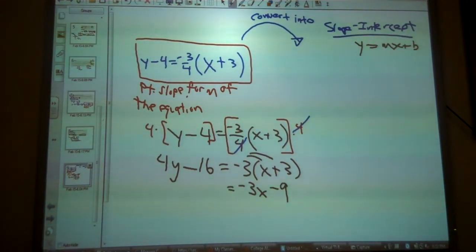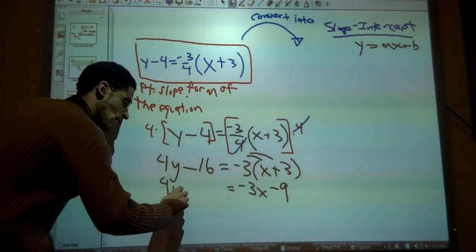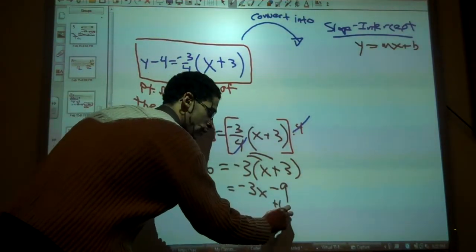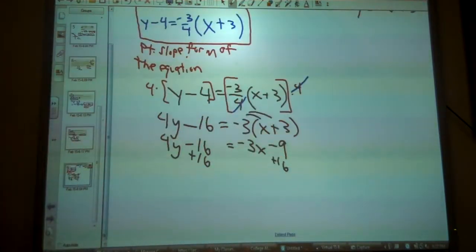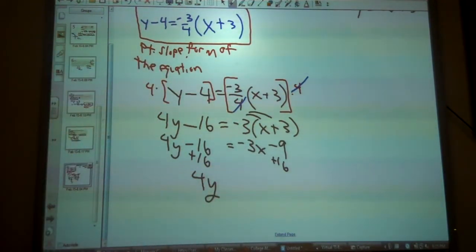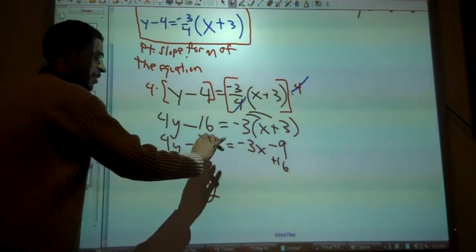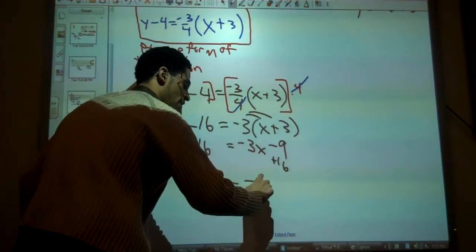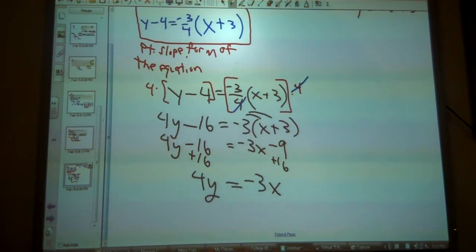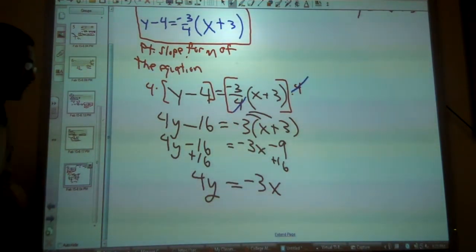And then let's move the 16 over by adding it. We're closer to our goal of getting y all by itself. We're not quite there. We have a 4 next to the y, but the 16 is now gone. On the other side, we have our negative 3x, and the 16 will interact with the negative 9 to be a positive 7.